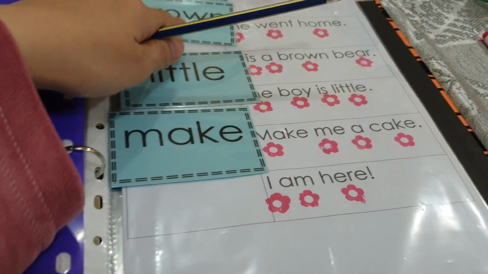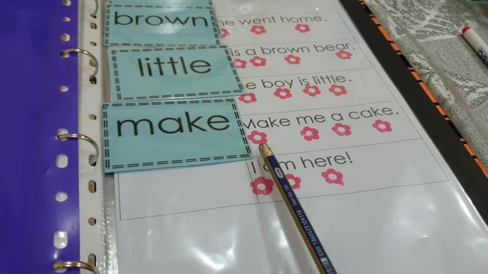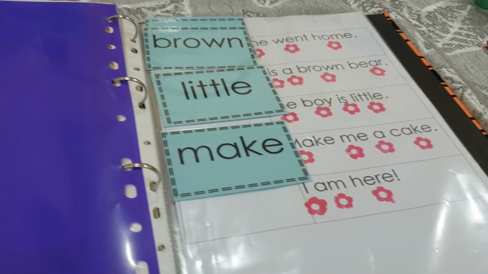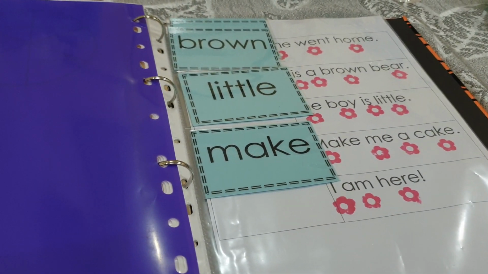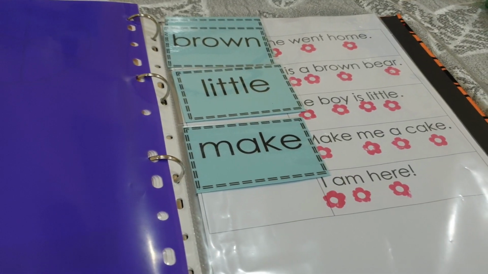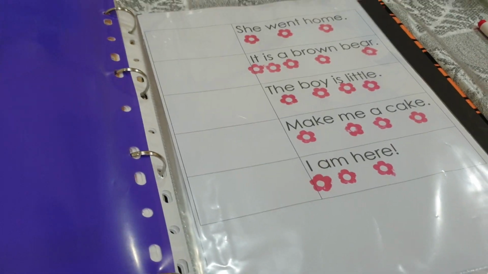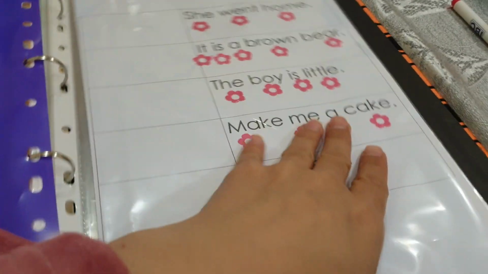And then for the word make, we go like this. Make me a cake. After I practice this and I make sure that she knows how to read the words and how to read the sentences, we go to the next activity.